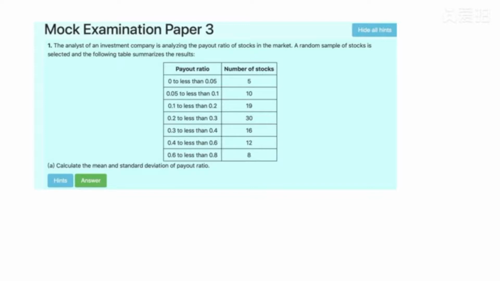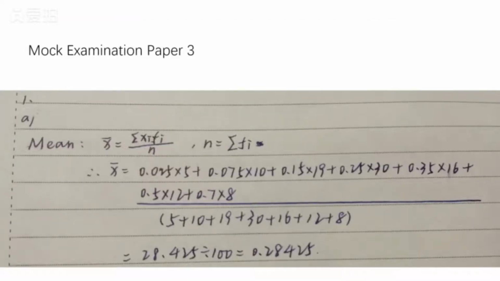For question A, we need to calculate the mean and standard deviation of the payout ratio according to the table given above. So how should we do this? Let's see the mean first. For grouped data, the mean can be obtained by adding together the class mark of each group multiplied by the frequency of each group, dividing by n, where n is the total frequency.